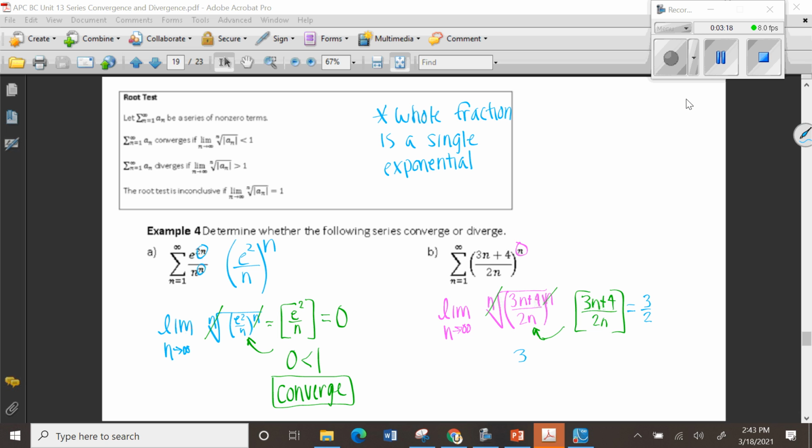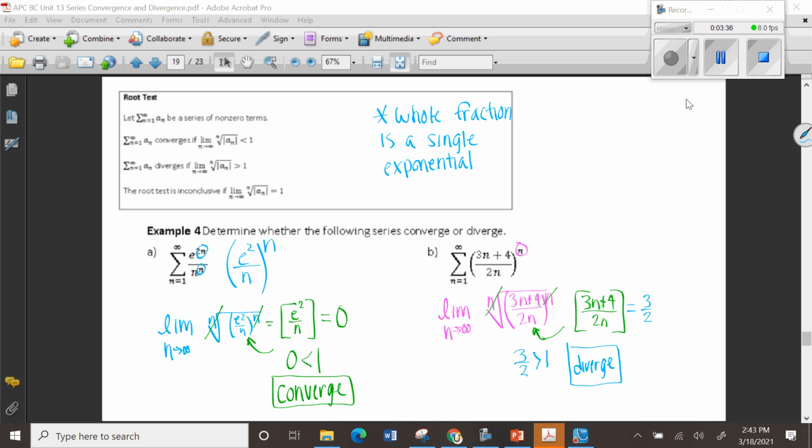So 3 halves is greater than 1, which means this is going to diverge because it's getting bigger. The value of that fraction is getting bigger with every iteration, so it's going to diverge.